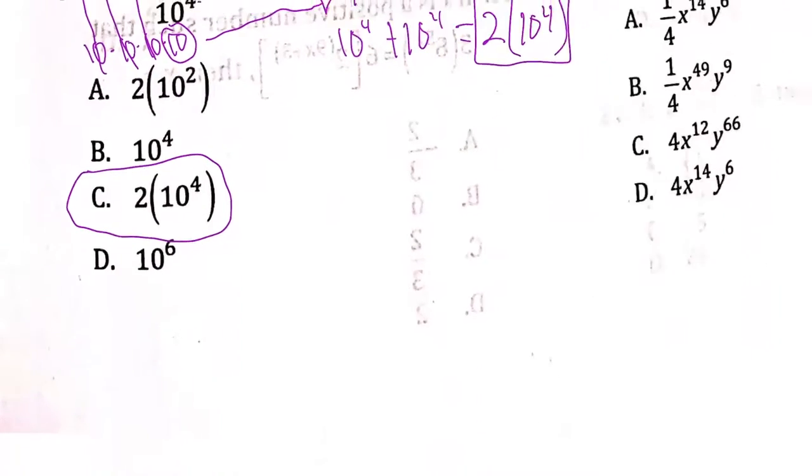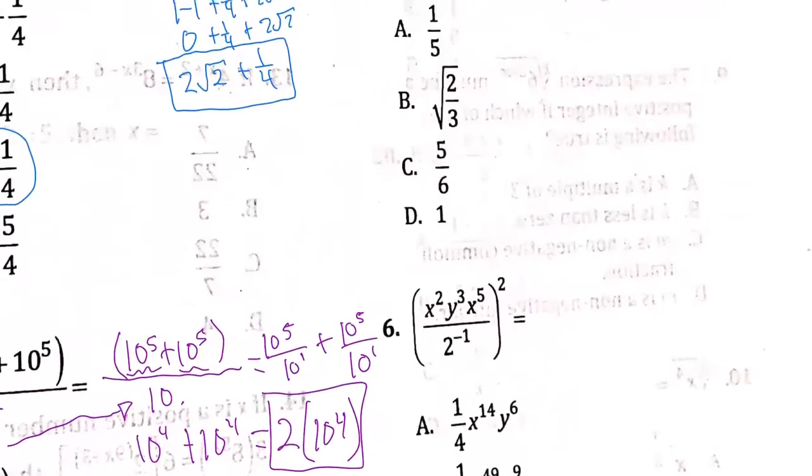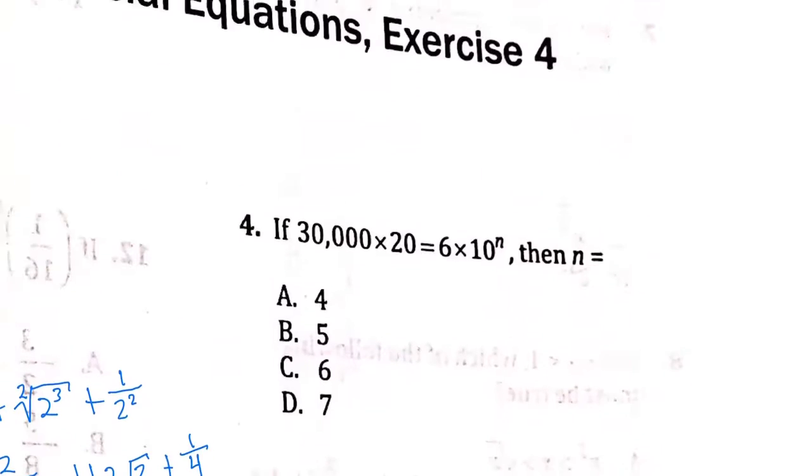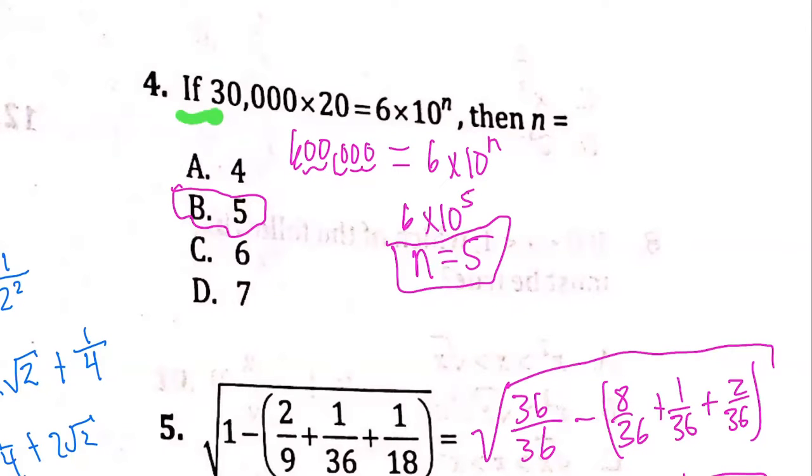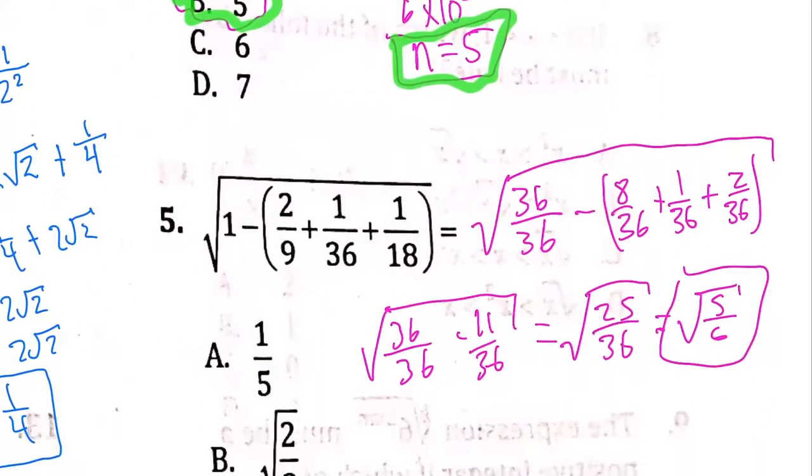All right. That's it. Next one. Okay, so here to finish strong, right? 30 times 20 is just going to be 30,000 times 20 is 600,000. So 6 times 10 to the what number makes 600,000? So we have 1, 2, 3, 4, 5 zeros, 10 to the 5th, which makes 100,000 times 6, right? So then we have n equals 5. Final answer 5. There you go.